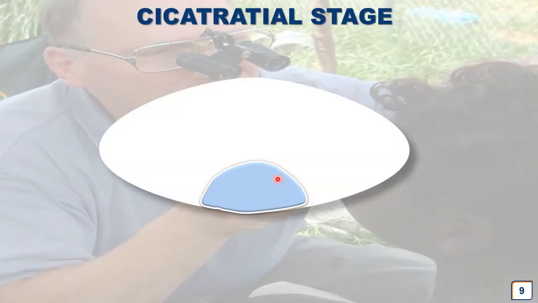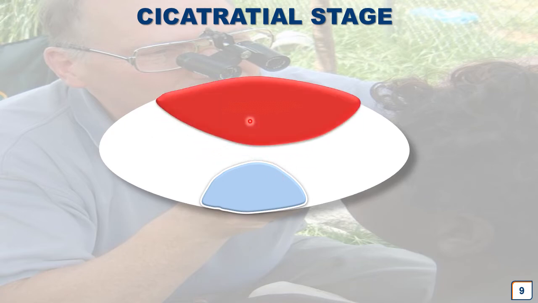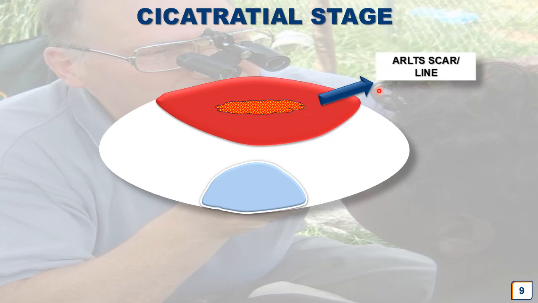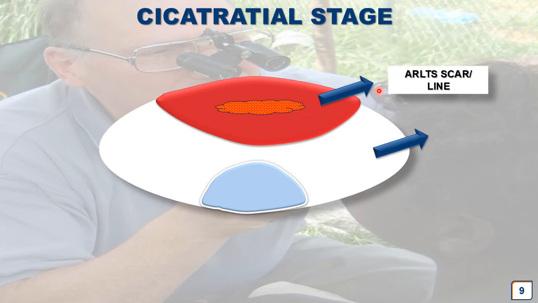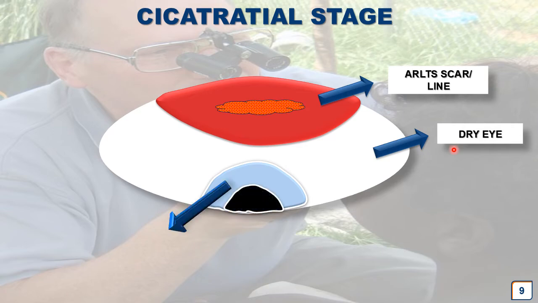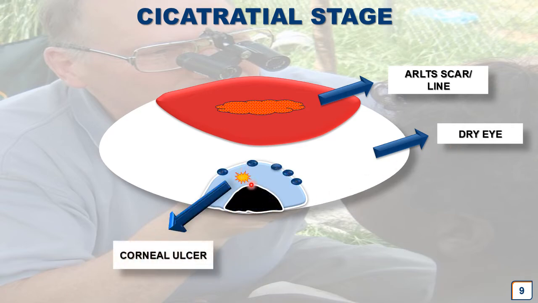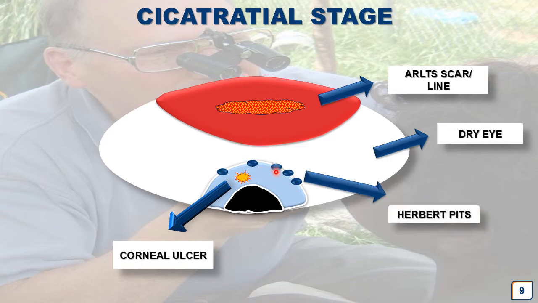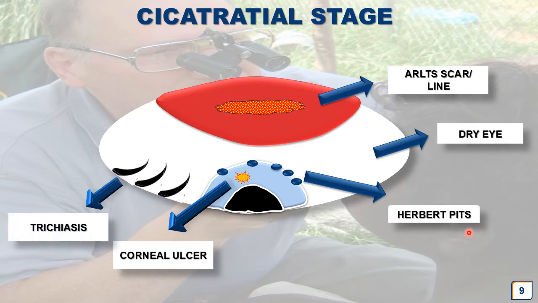The second stage is the cicatricial stage. In this stage, you will observe a scar over the upper palpebral conjunctiva, which is called Arlt's scar or line. One of the complications of trachoma is dry eye. You will also observe corneal ulcers over the cornea. The limbal follicles over the limbus now become Herbert's pits, which results in scarring. Another important complication of trachoma is trichiasis. What is trichiasis? It is the inward movement of eyelashes.